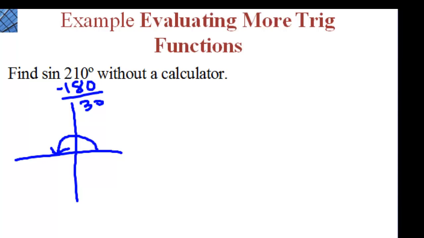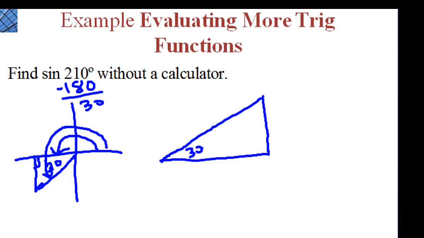So here's 180. We need 30 more degrees to get to 210 degrees around. So that one is 210 degrees. If from this 30 we bring a line straight down, giving us a 90, we now have a 30, 60, 90 triangle, which I'll draw over here. This is our 30, and this is our 60, and this is our 90. We know the ratios of the 30, 60, 90 triangle are 1, 2, square root of 3. So we'll use that to find the sides of the triangle and the trig functions.